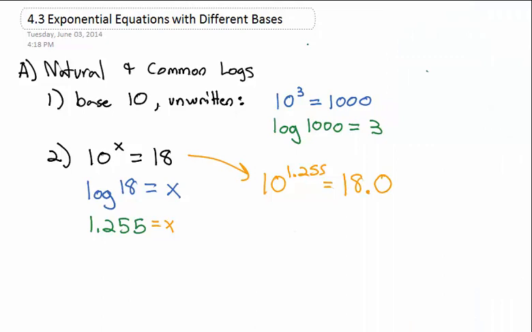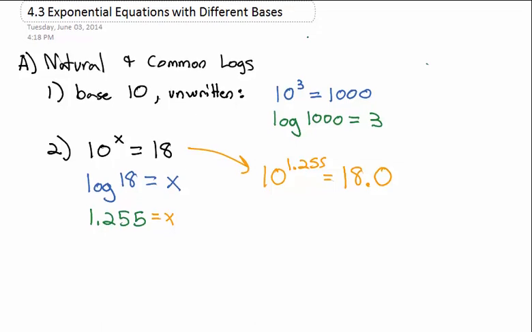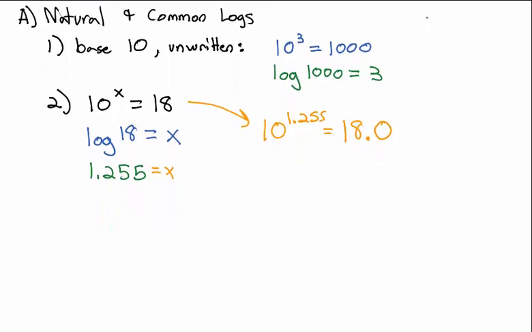So that's our common log, a base 10. It is unwritten. The natural log is a different base. The natural log is a base, what we're going to call e. And e stands for Euler's constant. Euler is spelled E-U-L-E-R. Euler. You don't need to know that, though.